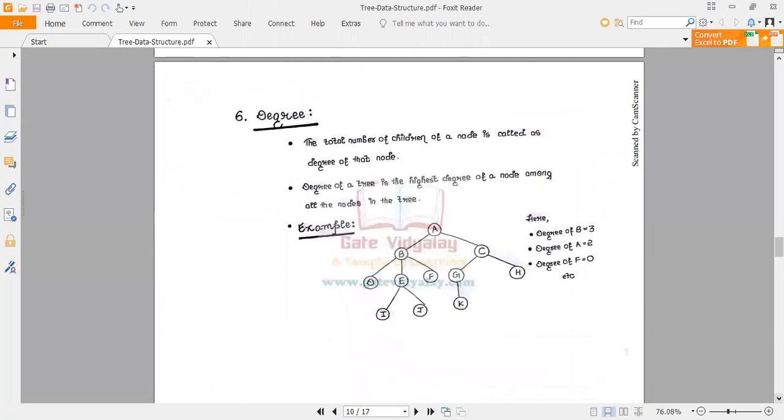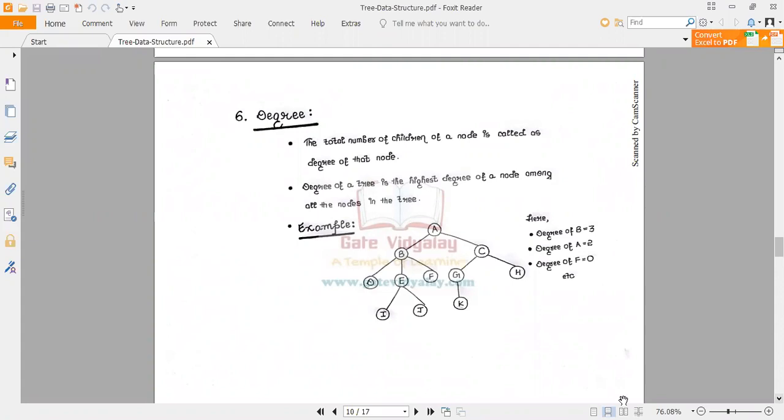Next we have degree. So what is the degree? If I ask you to tell me the degree of B maybe or A, what does this degree mean? Degree simply is the total number of children of a node, which is called the degree of that particular node. The degree of a tree is the highest degree of a node amongst all the nodes in the tree.